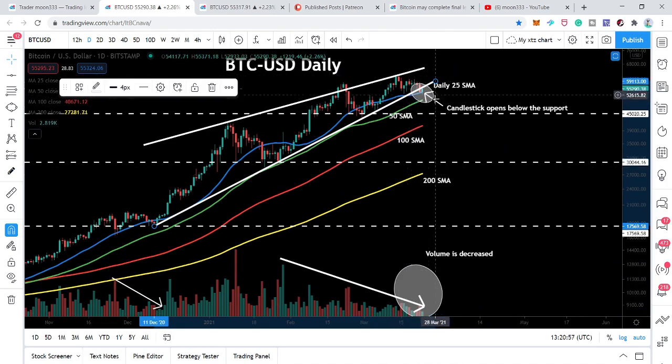However, if we'll have the sell volume and the closing below this support of the wedge, then there is a strong possibility that the price action will move to this next support of $45,000. And definitely, if we will have the daily closing below this support of the rising wedge pattern, then it can produce bearish sentiments in the market. And definitely the traders will start selling, and the price action can move down.